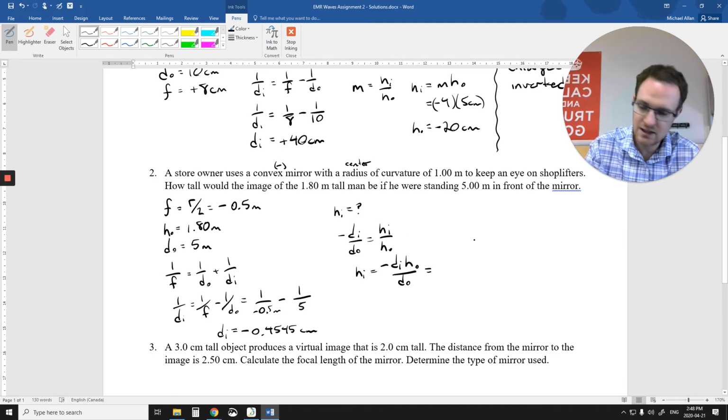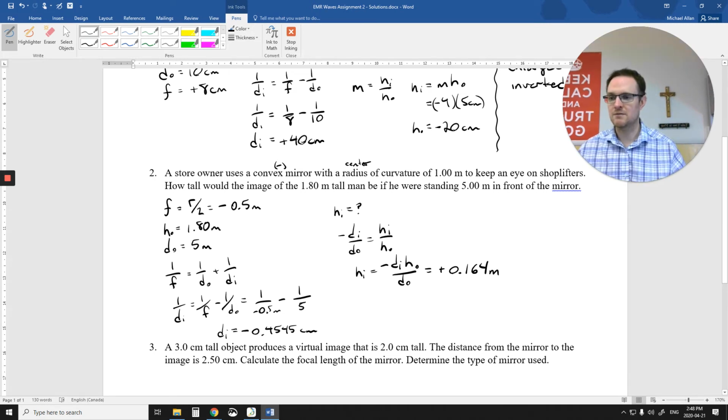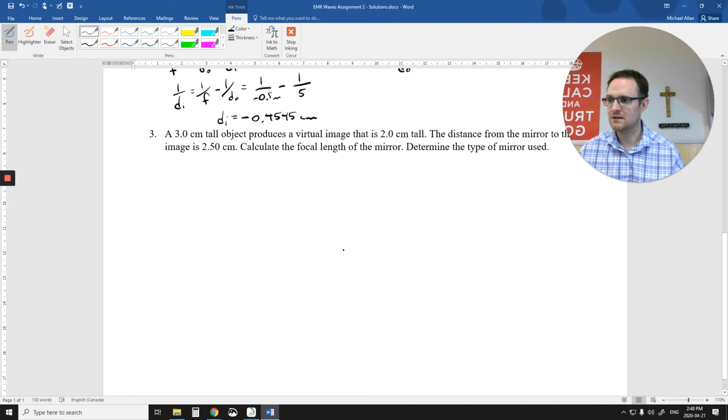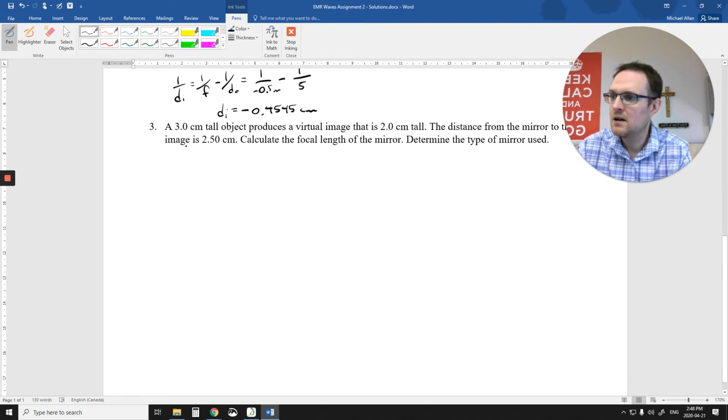So the person in the convex mirror is going to be positive. Okay, makes sense. It's convex. There's also a negative distance, so it's a virtual image, which also makes sense. 3 sig digs. So my HI is going to be 0.164 meters there. Okay, so let's do the next one here.